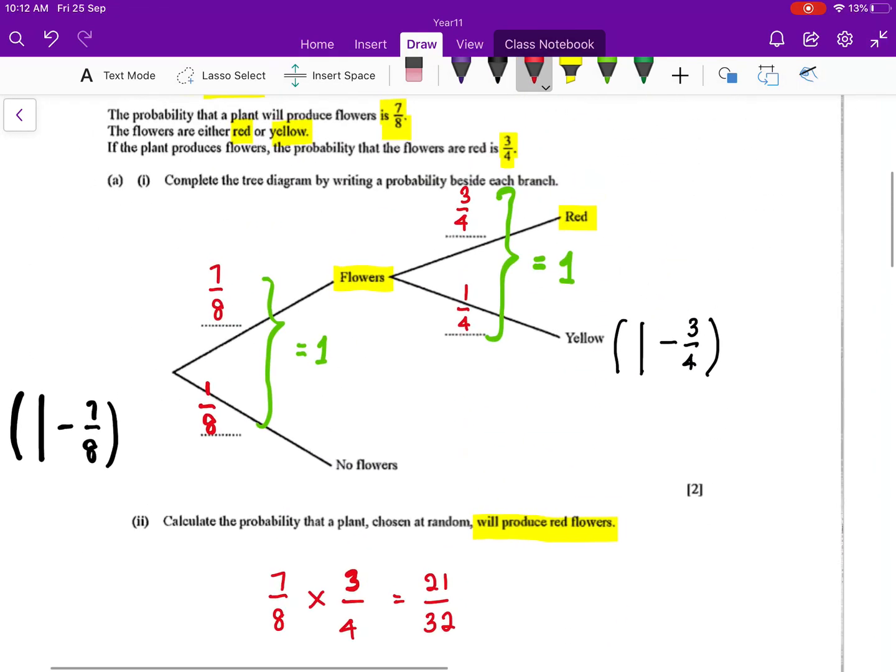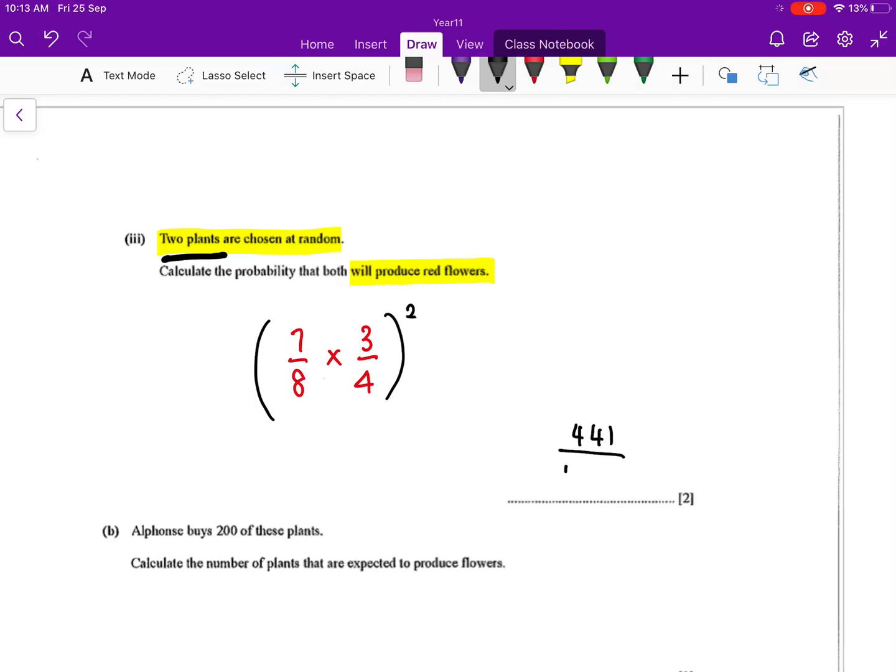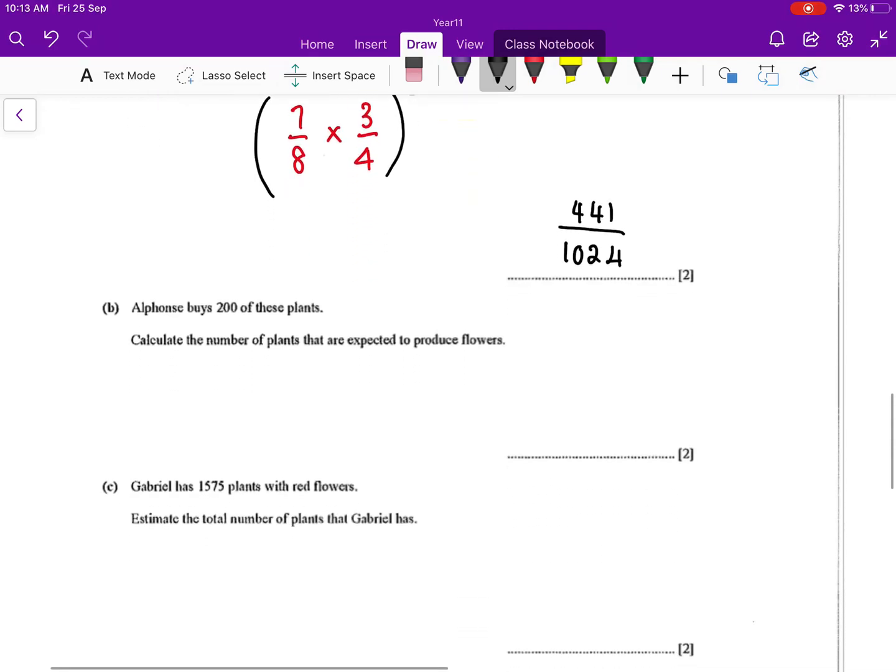So still we are going to take the probability that the plant produces a flower, 7/8, and also the red. So 7/8 multiplied with the probability of the red, but we are going to square this since we have involved two plants. If you press this in your calculator, you will get the answer 441 out of 1024.